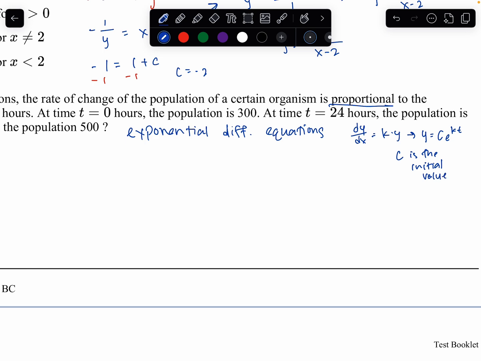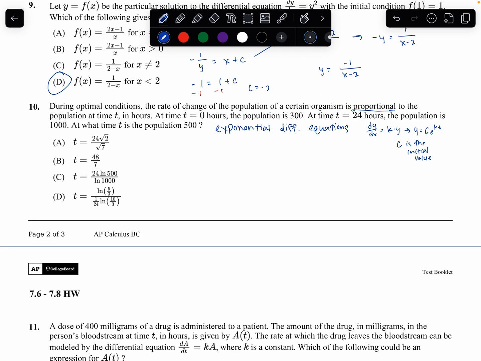Kind of like PERT. It is PERT. So in any case, let me go back and get some information. The rate of change of population of a certain organism is proportional to the population. So there's our hint that it's exponential. There's a population, and the rate of change is proportional to itself, k times y. It's proportional to whatever we are actually measuring the rate of change with.